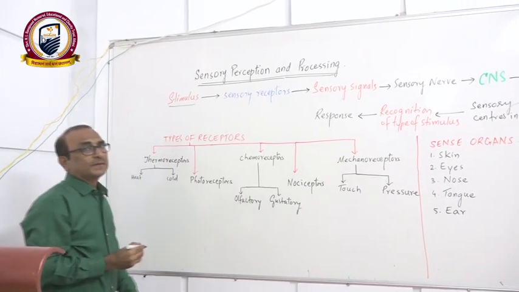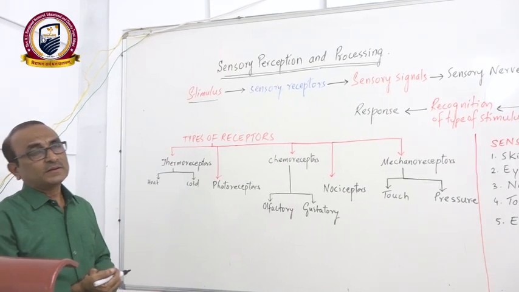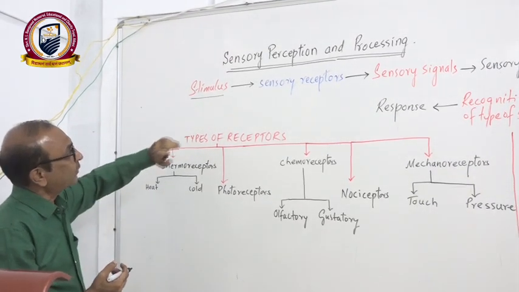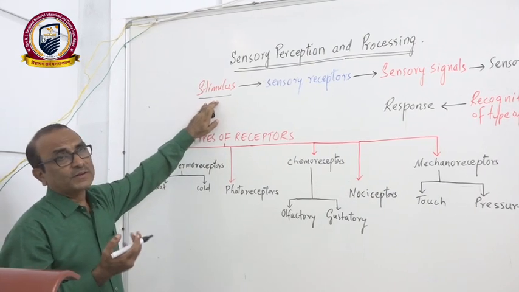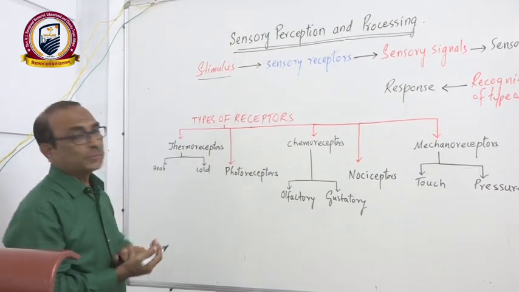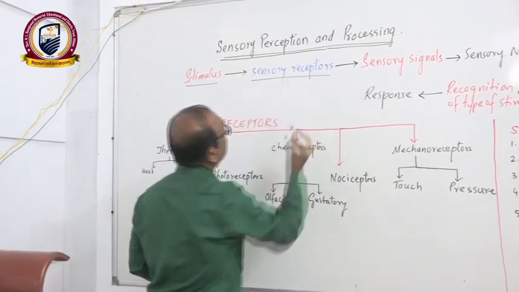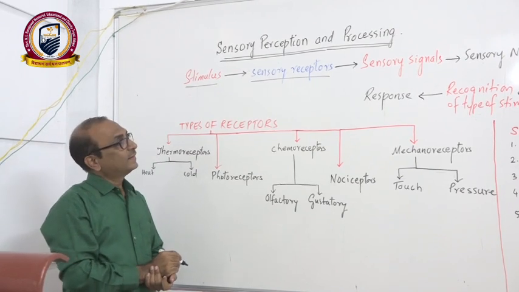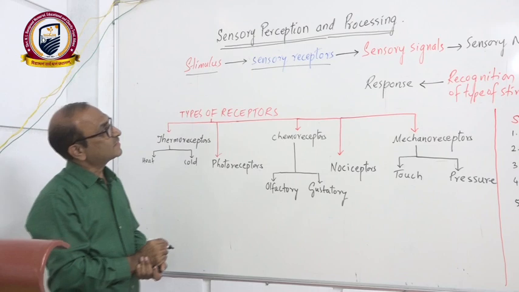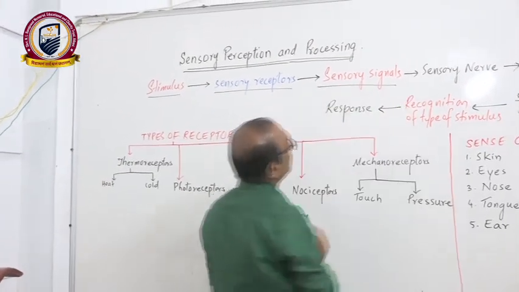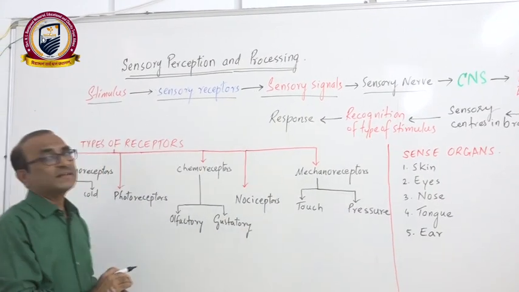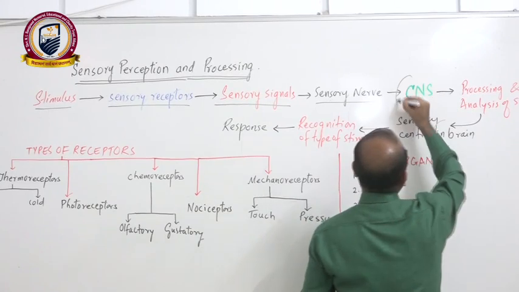First, the stimulus, that is the change in our external or internal environment. For example, stimuli of heat, cold, pain, smell, vision or light. All these are called stimuli. That stimulus will be received by sensory receptors. These sensory receptors, which are present inside the sense organs, will send the sensory signals through sensory nerves, and the sensory nerve carries these signals to the central nervous system.